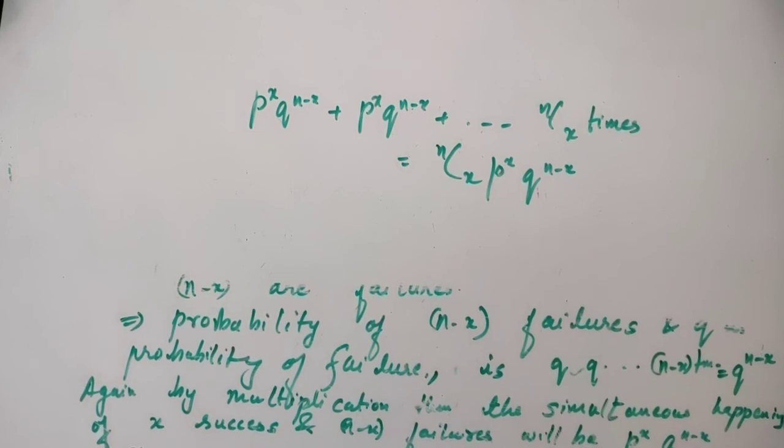Now continue in my next session with the mean and variance and the actual definition of binomial distribution. There we'll see a few interesting problems, and then we'll continue with the further part.